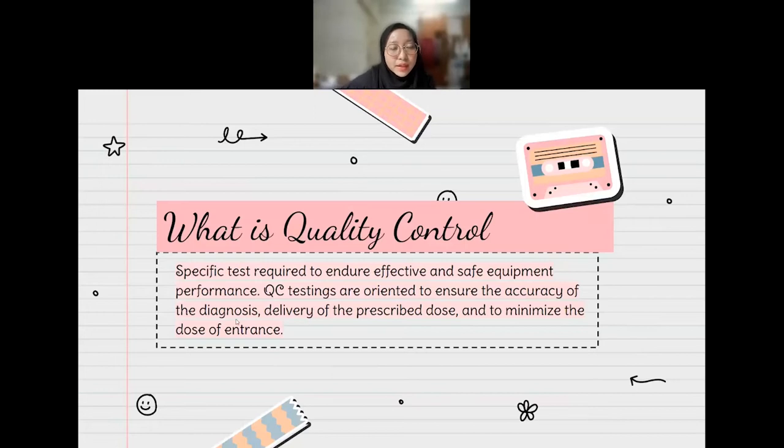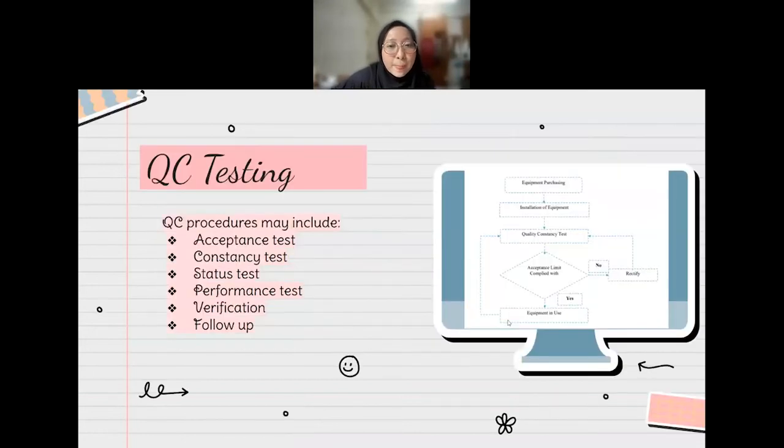It is a specific test required to ensure effective and safe equipment performance. QC testings are oriented to ensure the accuracy of the diagnosis, delivery of the prescribed dose, and to minimize the dose of entrance to the patient. So QC testing has a lot more procedures, but these are the main ones. First one is the acceptance test, consistency test, status test, performance test, verification and follow-up.